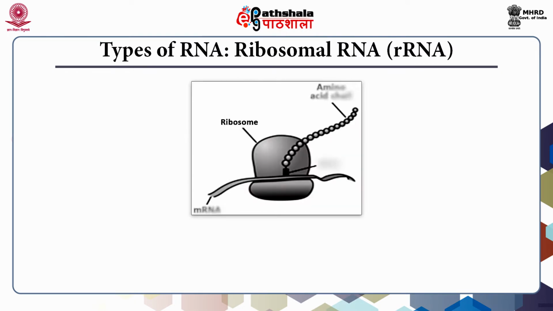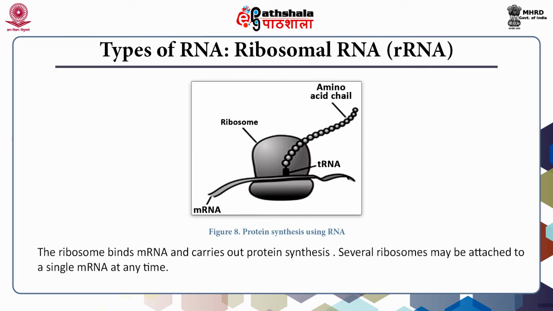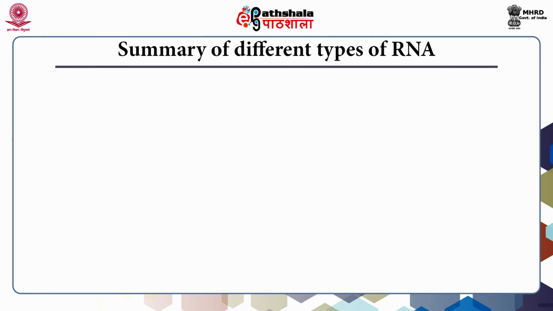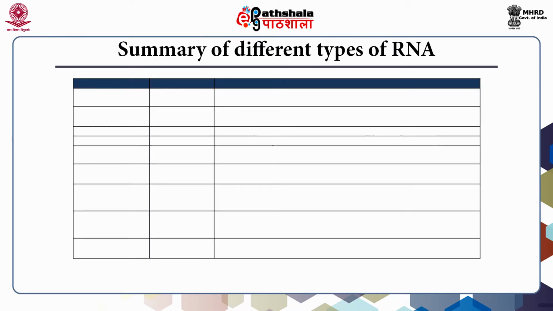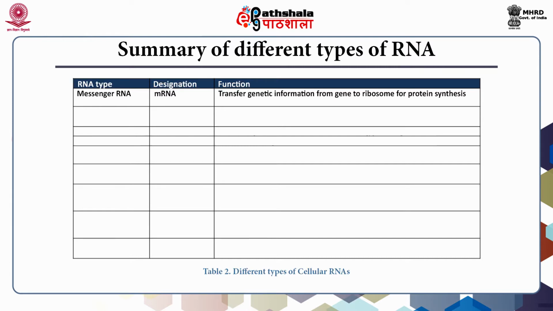Here what you are seeing is that the ribosome binds to mRNA and carries out protein synthesis. Several ribosomes may be attached to a single mRNA at any one point of time. To summarize different types of RNA in the cell, you can see this table. Messenger RNA or mRNA transfers genetic information from gene to ribosome for protein synthesis.